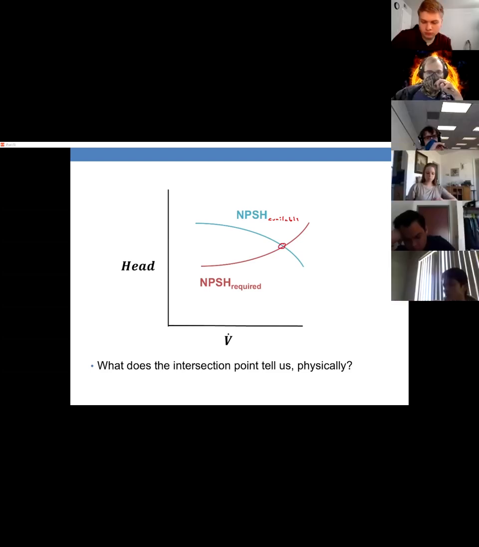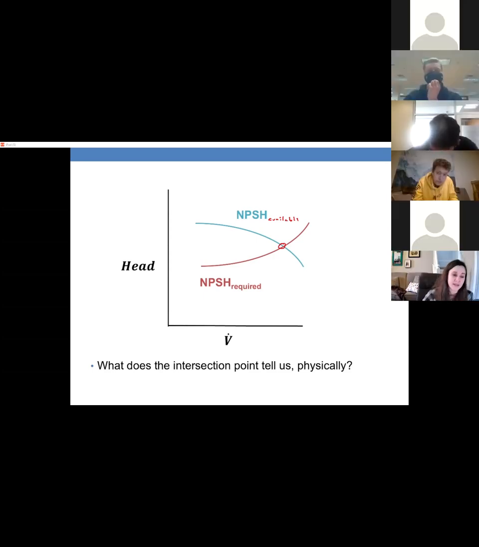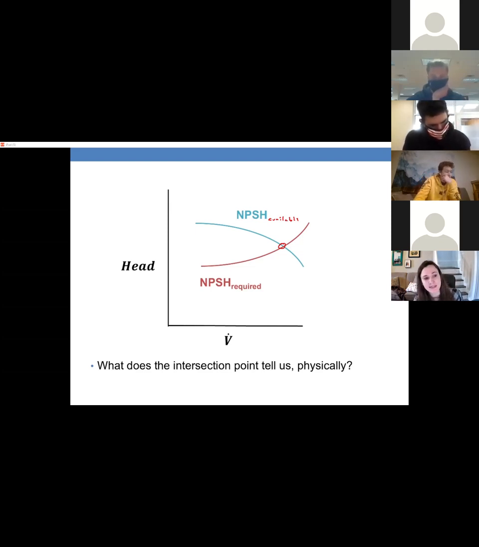So let's ask Connor Barlow, what do you think that intersecting point represents? Maybe the flow rate where cavitation would start to occur. Yep, that's the flow rate where cavitation starts happening. Because that is when the NPSH we have becomes less than the NPSH we need. So that's when cavitation is going to start inside the pump.